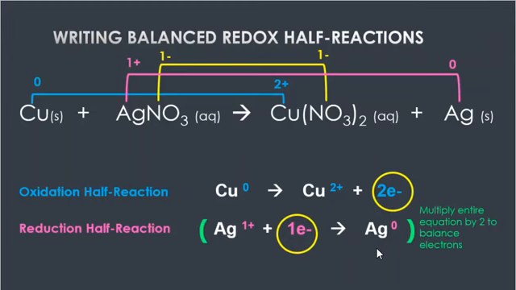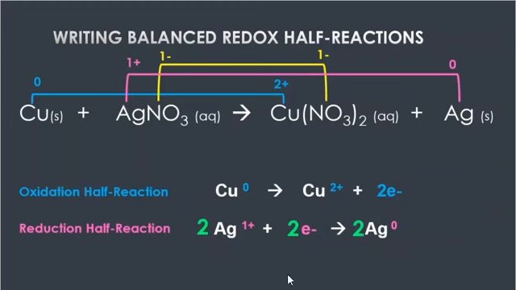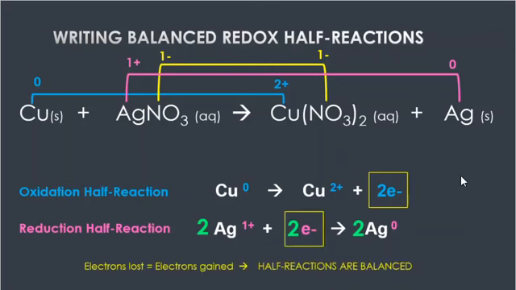So let's bring down some parentheses and multiply the entire equation by 2. When we distribute the 2 to everything in the parentheses, you'll notice that we have 2 silver ions, each with an oxidation state of +1, gaining an electron each. So that means 2 electrons to produce 2 silver atoms. Notice here the electrons that are lost in the oxidation reaction now are equivalent to the electrons gained. This means that our half reactions are now balanced.